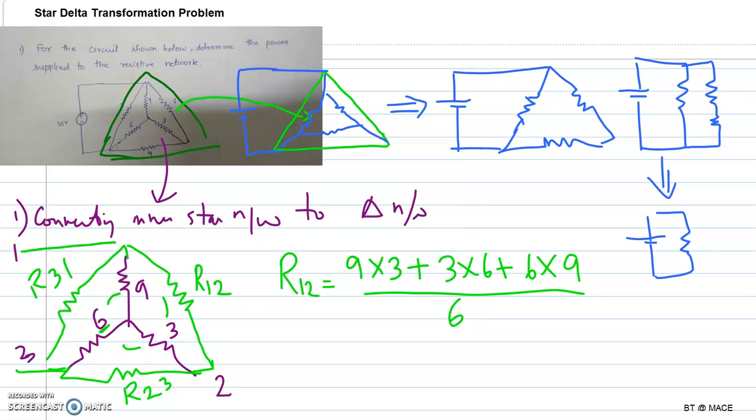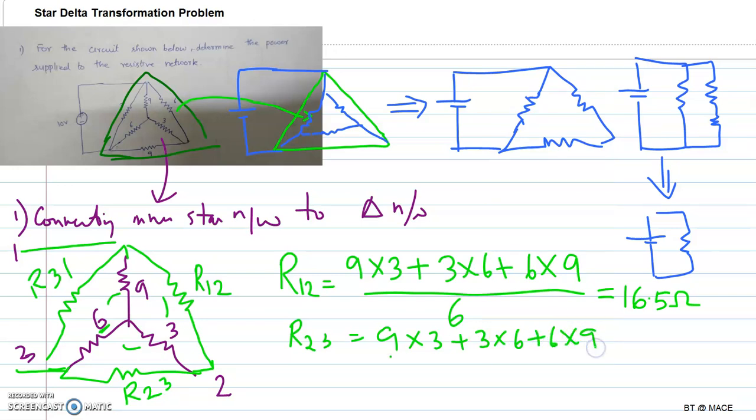So you will be getting the answer as 16.5 ohms. Similarly, R23 is 3 into 6, or the same thing, sum of the multiplication of the resistances on the consecutive legs into 9, divided by the opposite resistance of R23, which is 9. So 9 over here, you will get the value as 11 ohms.